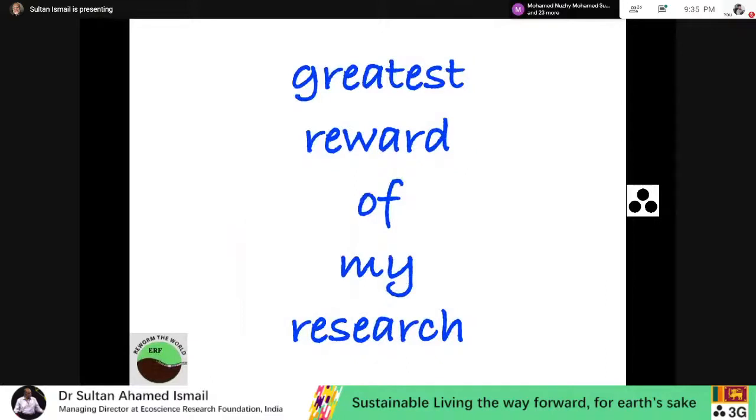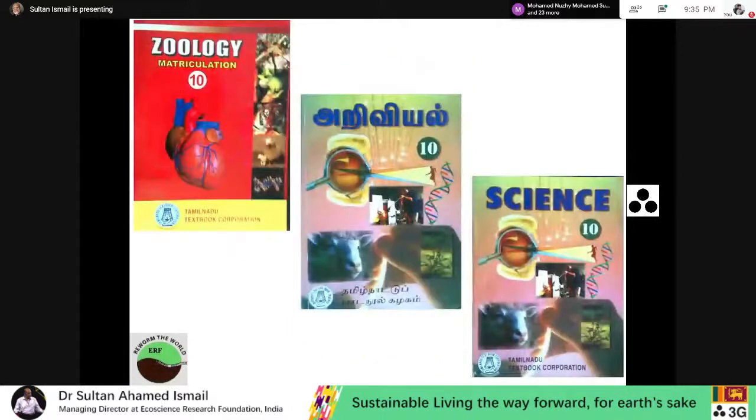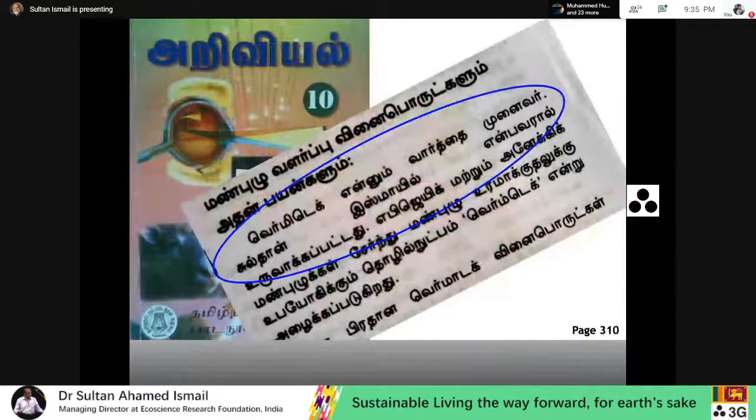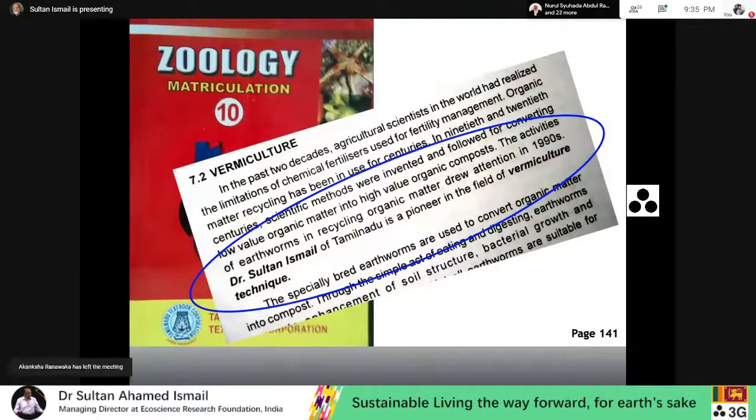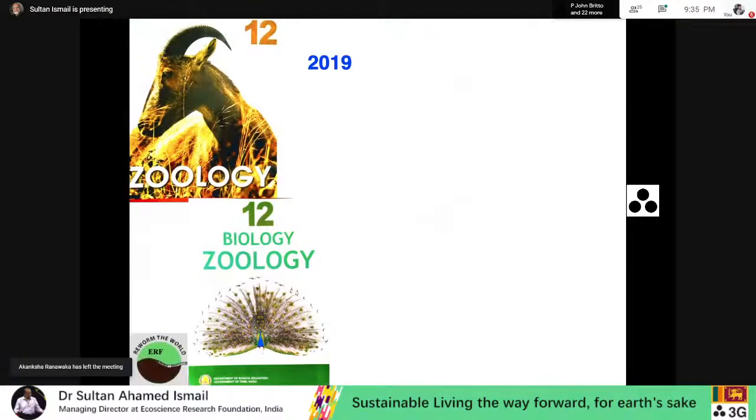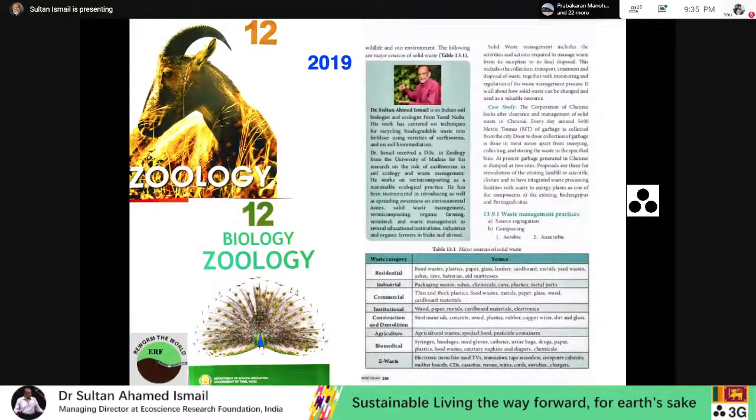And that is the greatest reward of my research I got. This was an old science book, published for 10th standard students, which many of them would have studied. Maybe Brito would have studied this when he was in Tamil. I don't know. The term vermitech was coined by me for the world. A great achievement for life. But the greater achievement was waiting for me in 2019, when the government of Tamil Nadu published the textbooks. They have quoted my work in it. That is what is achieving something in life.